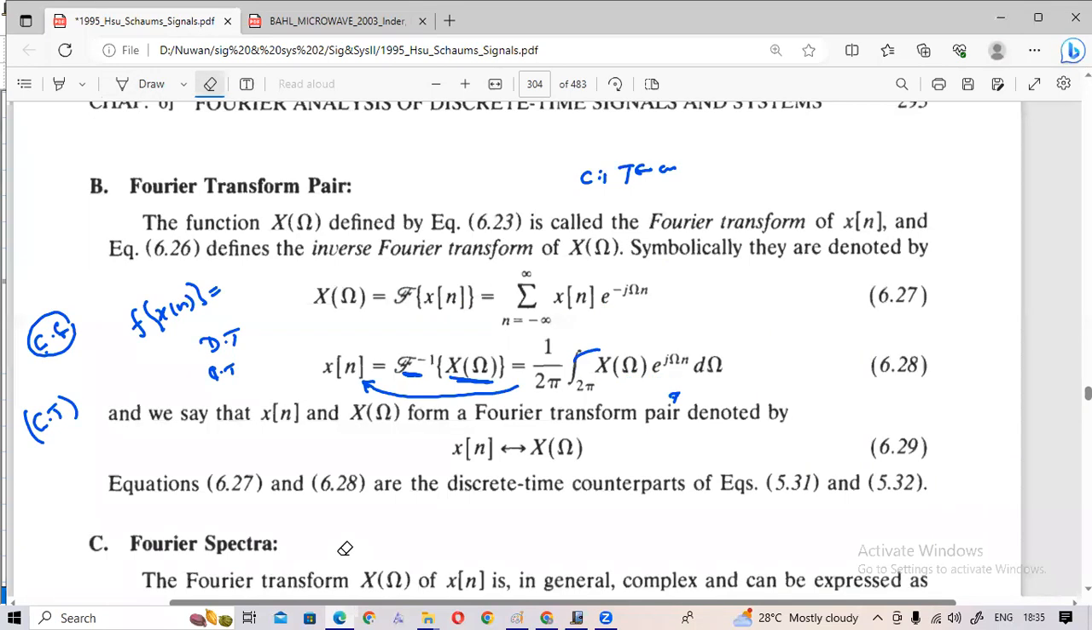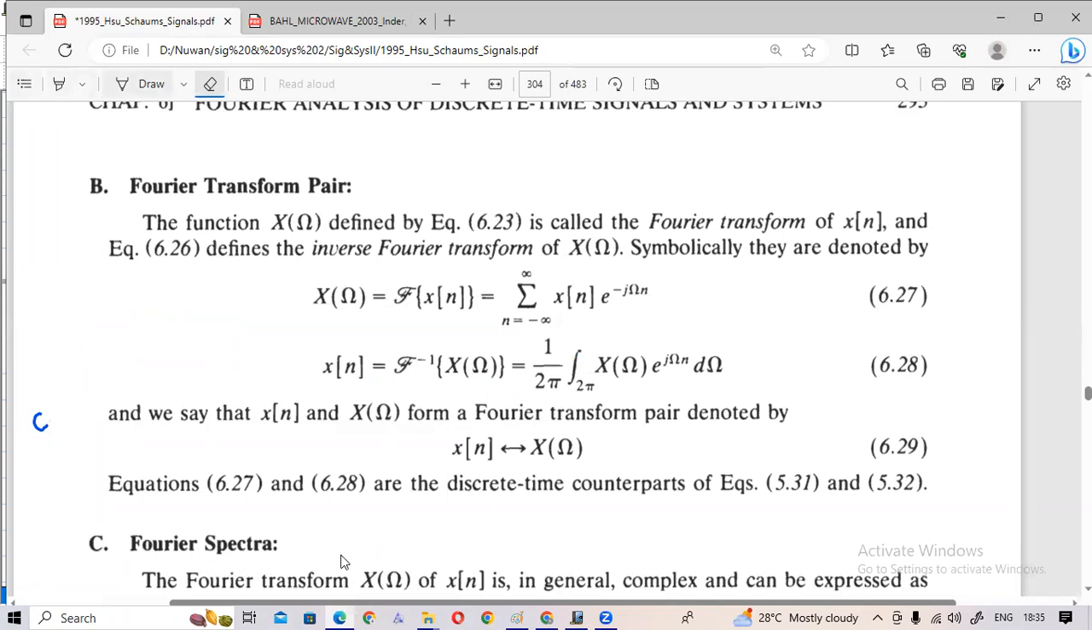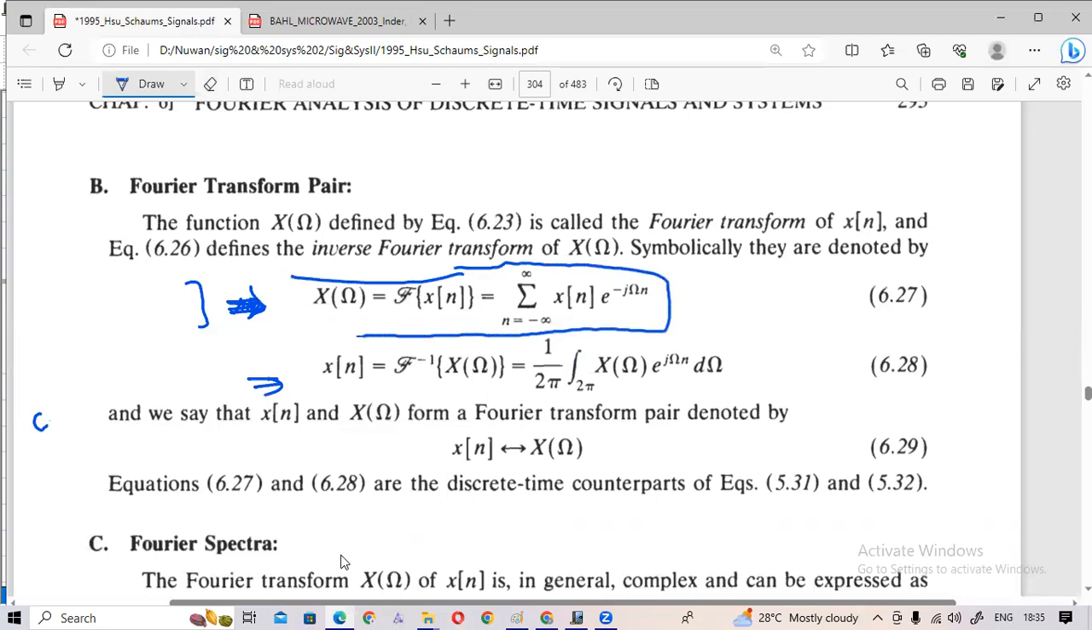Okay, so maybe you can write these two terms, because we are going to use them, this one and this one. Mostly we are doing the transformation, not the inverse transformation, so mostly we are using this identity. In our module we are mainly using this identity, this is the Fourier transform conversion.